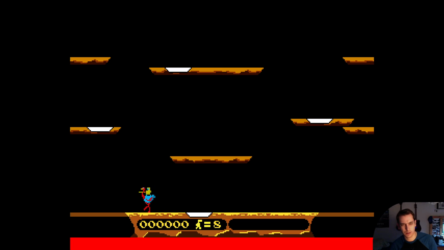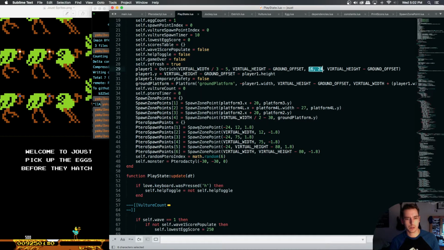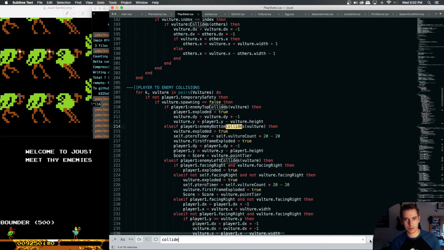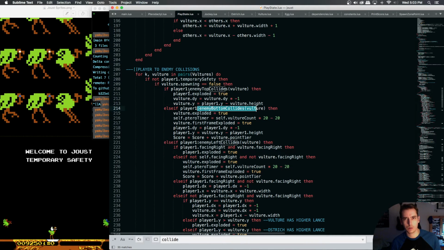Let me see. Okay, there we go. Nope. Did you see that? We just went right through him. Why? Let me see what order of operations we're doing in our collision. In our player to vulture collisions, we're checking top collision first, bottom collision second. So why do we do this?